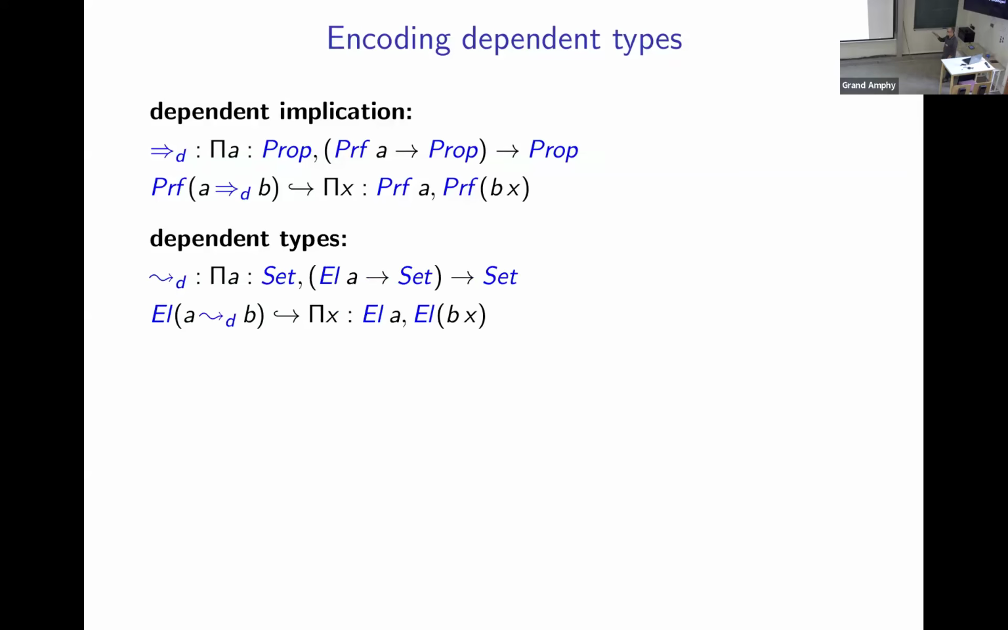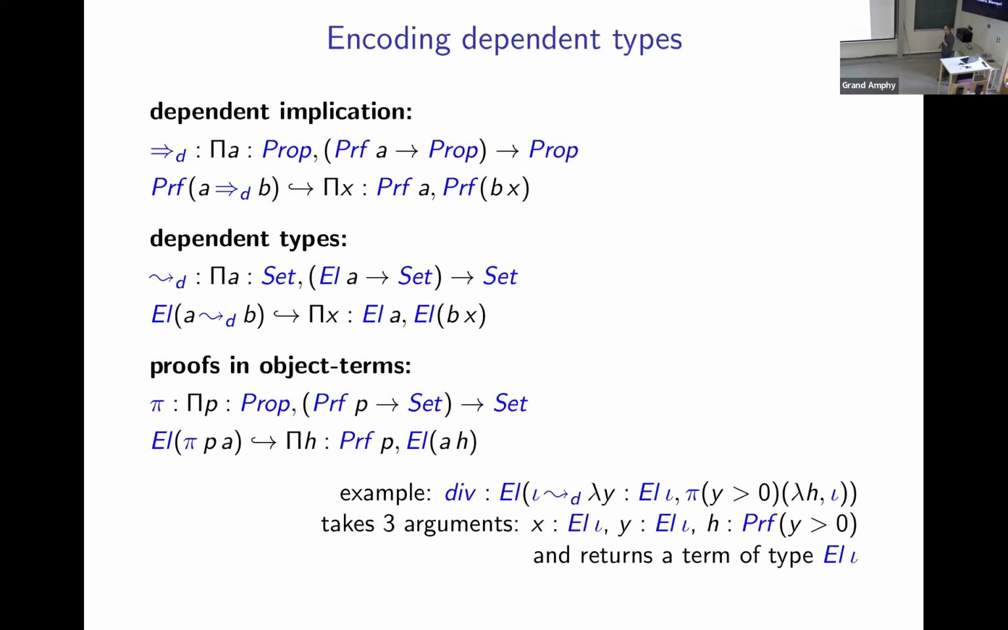But we can also do the same thing on sets. Have a dependent function type on sets. So this is the dependent version of the row that we have seen before. So you have two kinds of dependent types here: dependent types in the logic and in the framework.